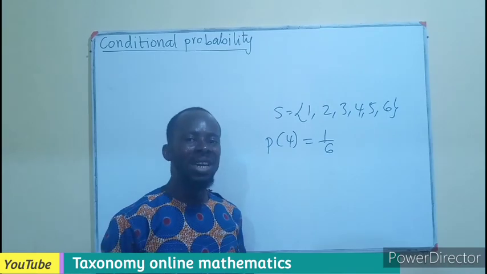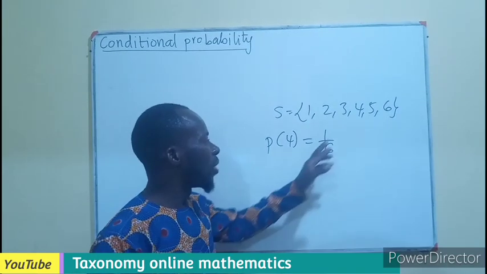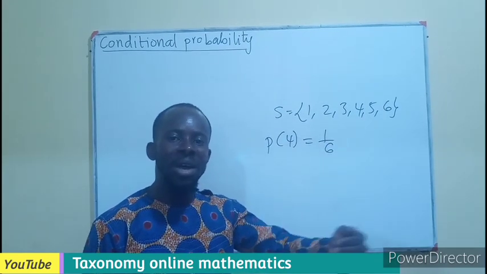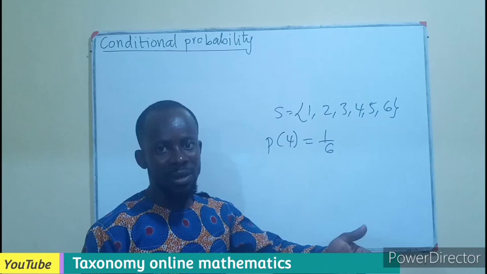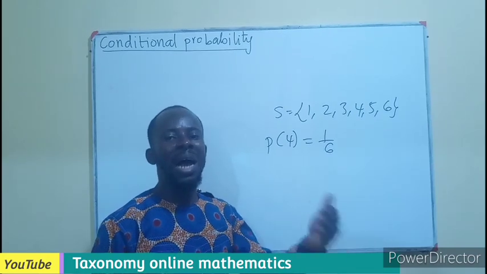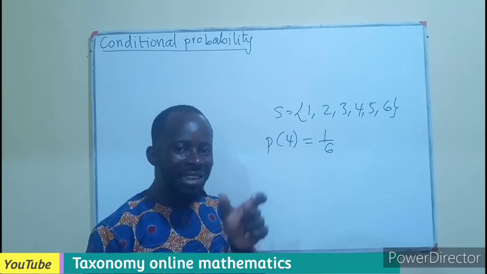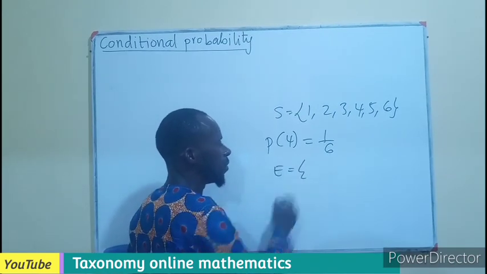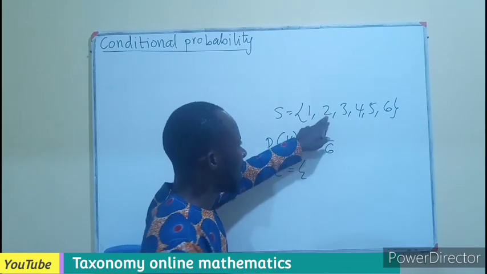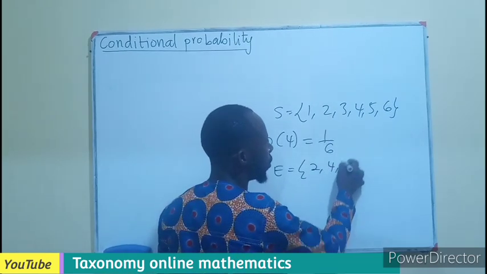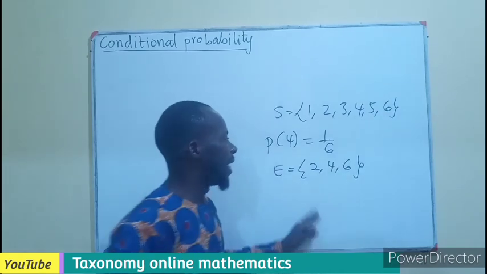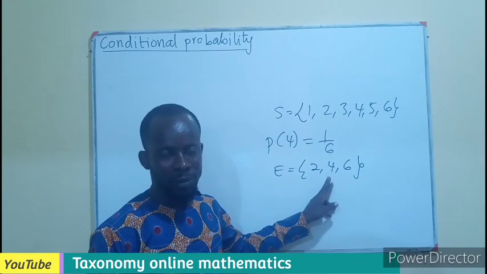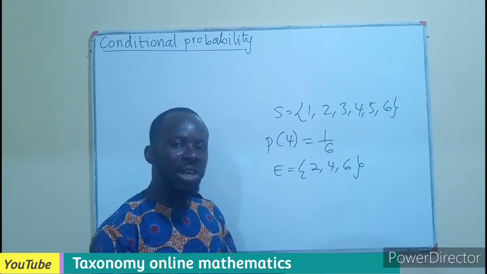Now, if a condition is provided: find the probability of obtaining 4, given that a set of even numbers has already occurred. In that condition, if E is the set of even numbers, we can see that 2, 4, 6 become the new sample space from which we can select our 4. You can see that we have narrowed the sample space.